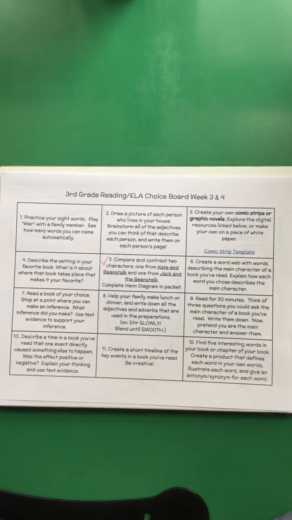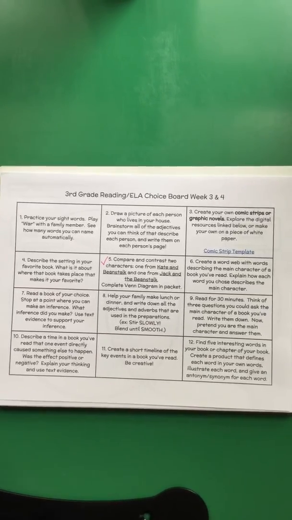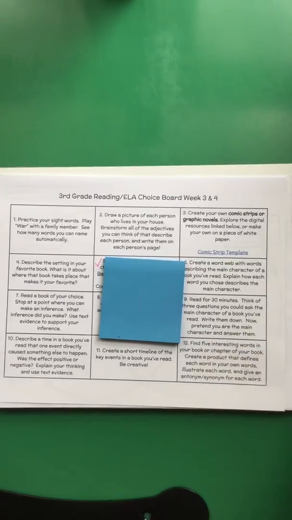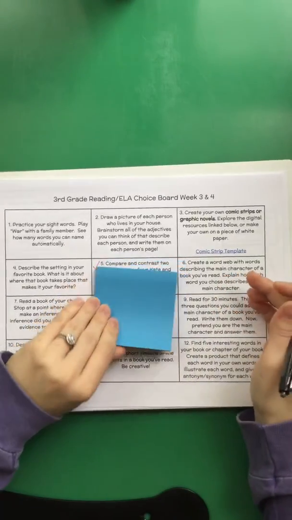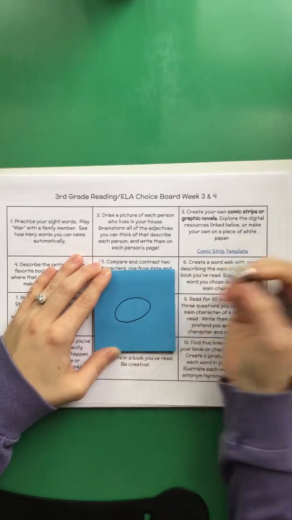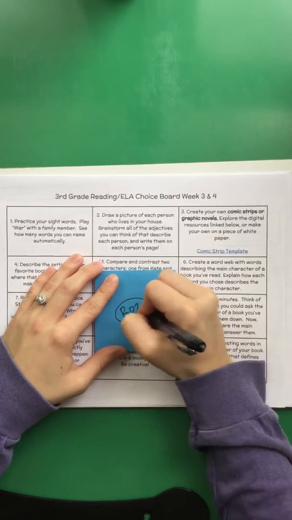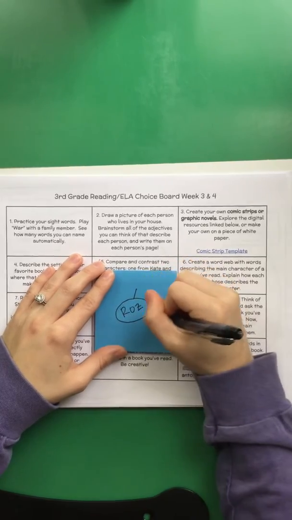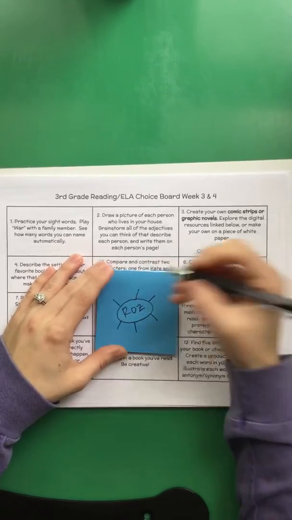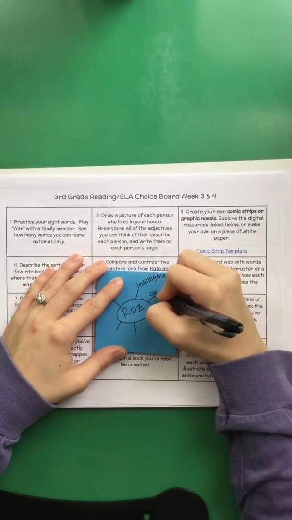Number 6, create a word web with words describing the main character of a book you've read. Explain how each word you chose describes the main character. So if you're going to make a word web, wow, see, clumsy, one of the most perfect adjectives for me. So if I was going to make a word web about, let's say I wanted to make one about our wild robot, Roz. Okay, so then I might just draw some different webs off of here, and I start listing some things. So Roz is intelligent. She is compassionate.